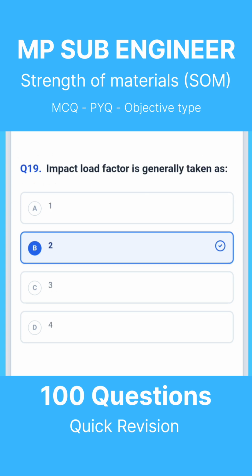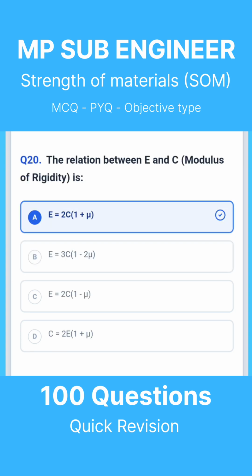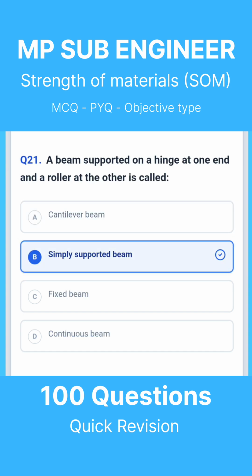Question 19. Impact load factor is generally taken as. The correct answer is 2. Question 20. The relation between E and C, modulus of rigidity, is. The correct answer is E equals 2C(1 plus μ). Question 21. A beam supported on a hinge at one end and a roller at the other is called. The correct answer is simply supported beam.